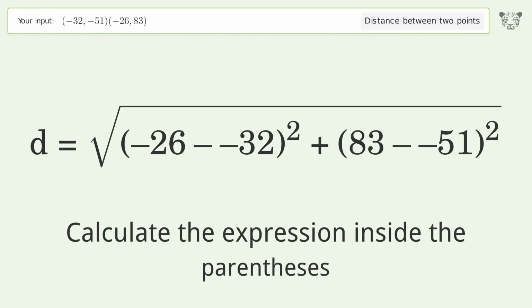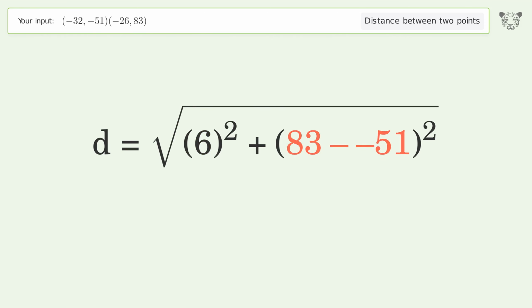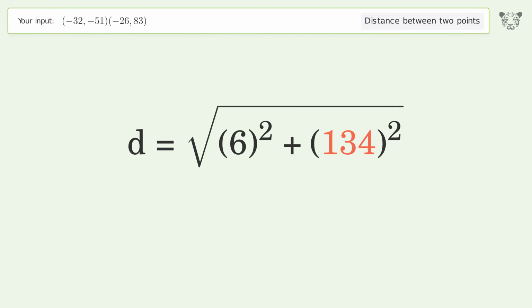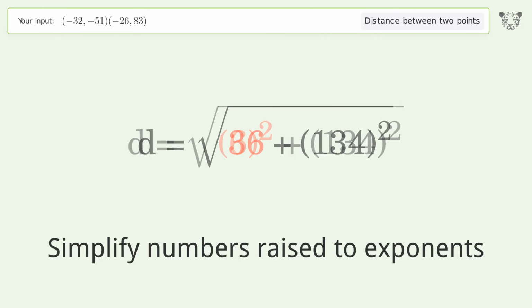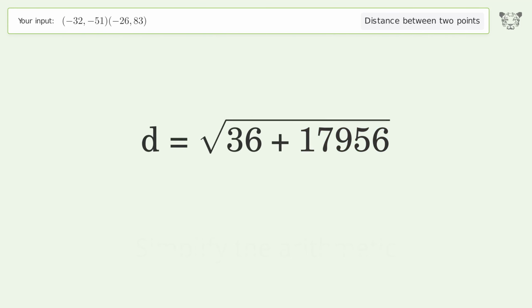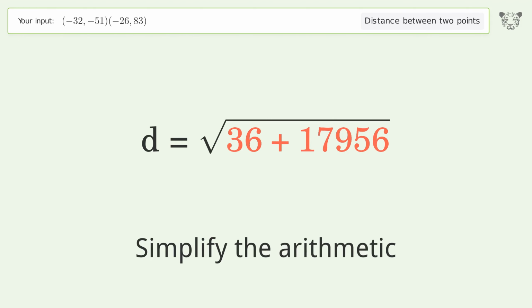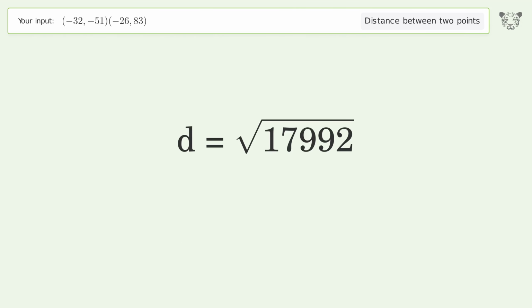Calculate the expression inside the parentheses. Simplify numbers raised to exponents. Simplify the arithmetic. And so the distance between the 2 points is the square root of 17,992 or 134.134.